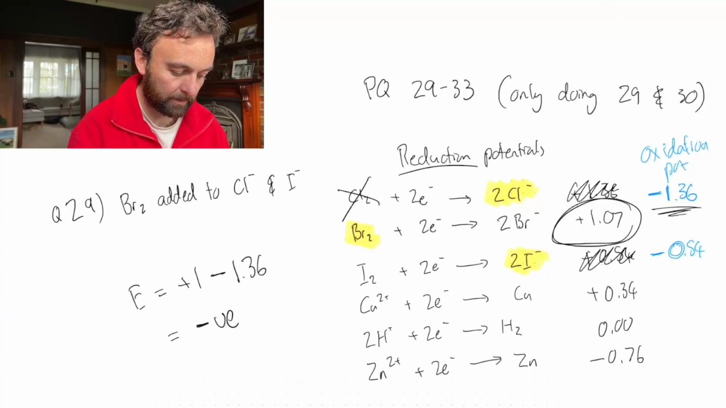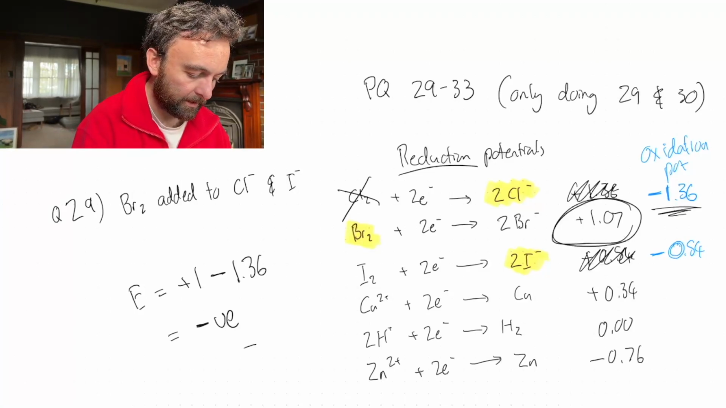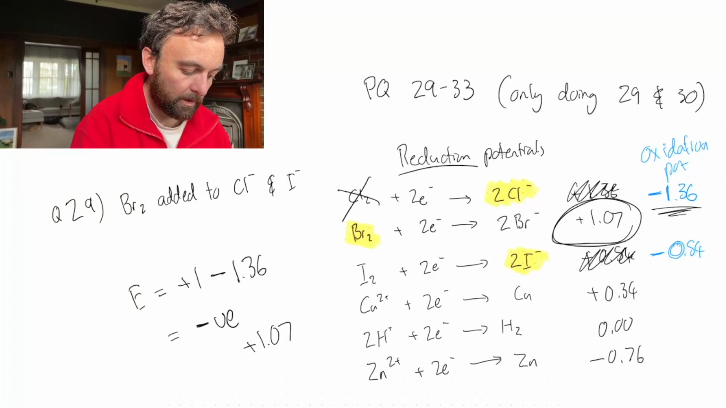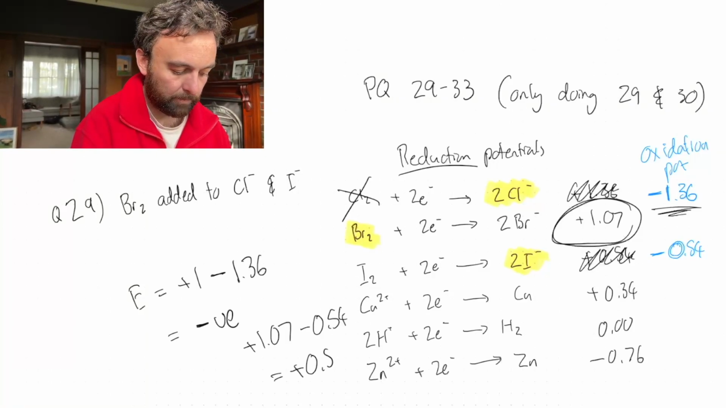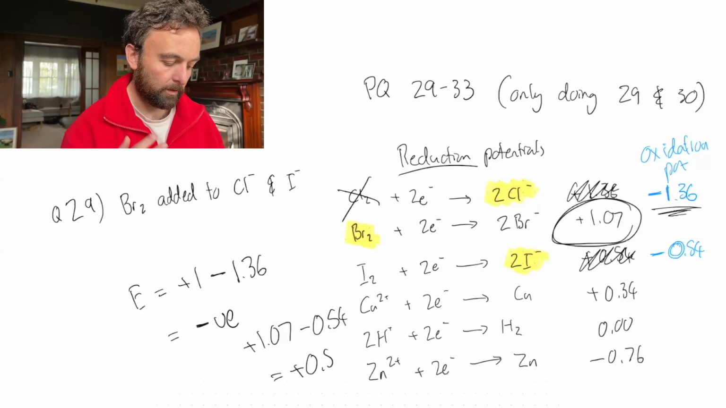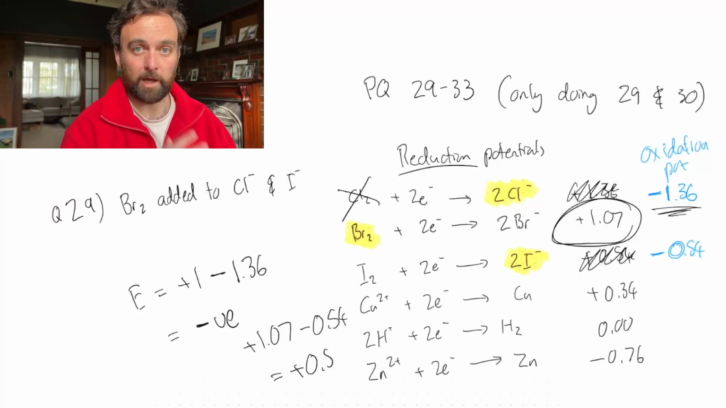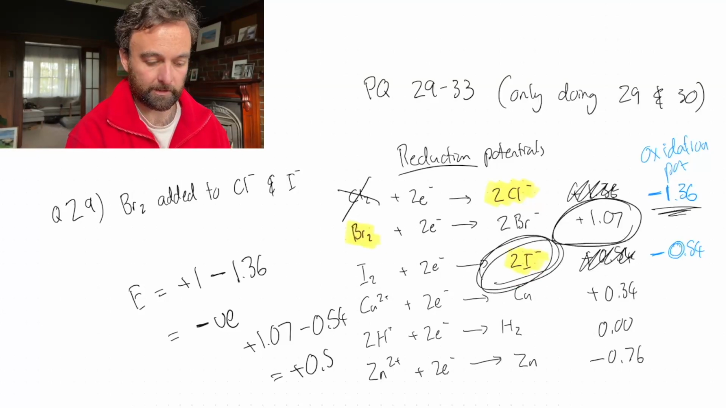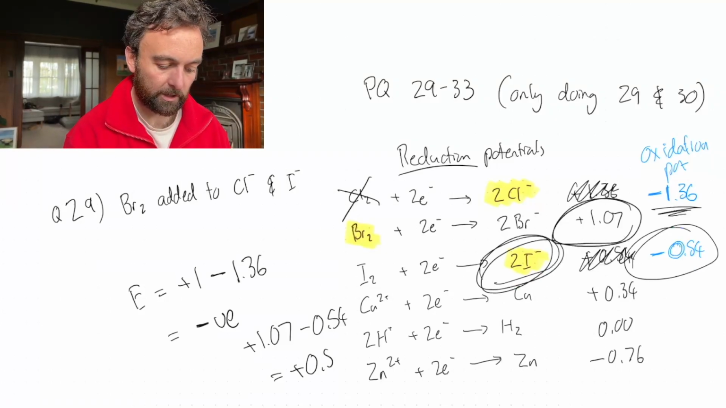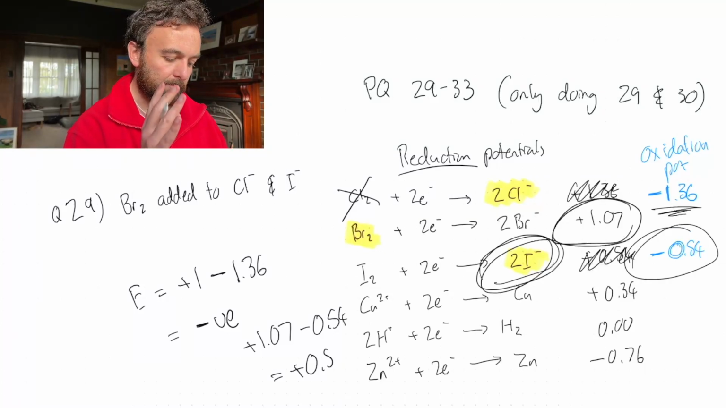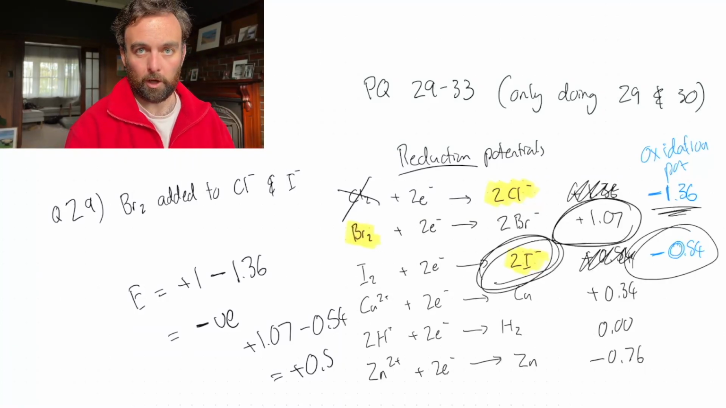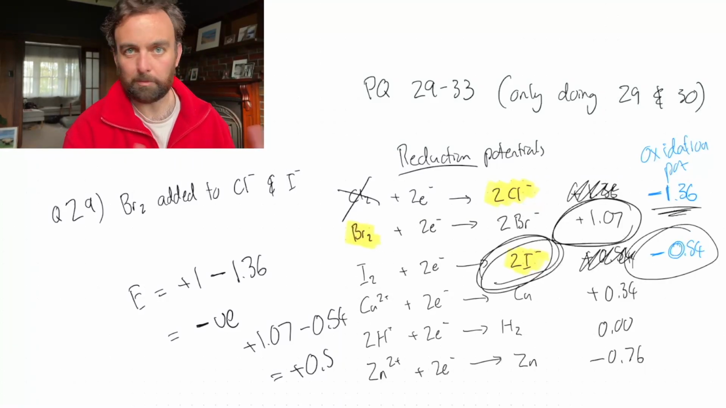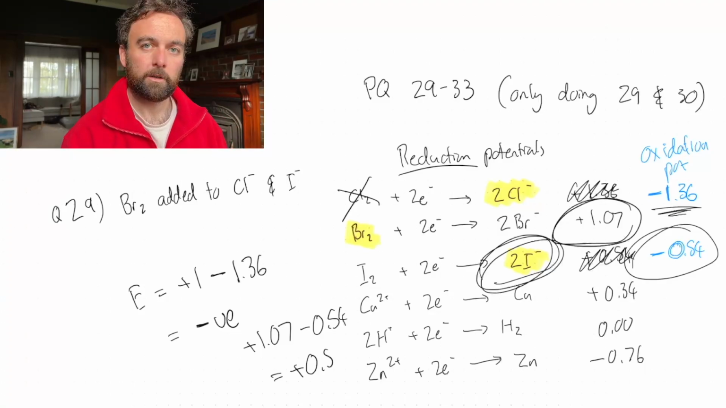However, if we do the same thing with the iodine, we can see that it's plus 1.07 minus 0.54, and that will be roughly positive 0.05. So this reaction will happen, and the iodine will be oxidized because that's got an oxidation potential that is suitably low, such that the reduction potential will be positive when you add them together. So I hope that makes sense.